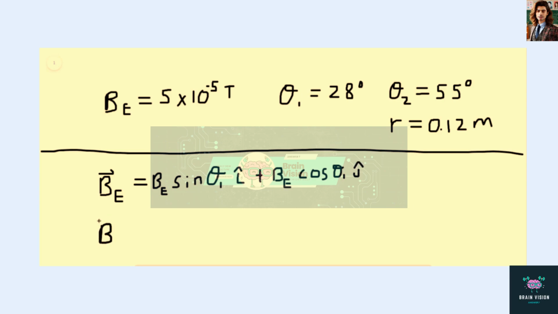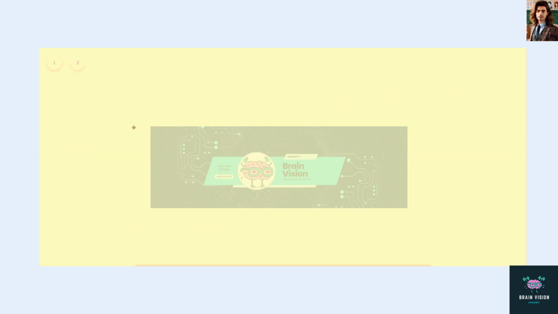The magnetic field from the wire, that vector, B sub W, is going to be equal to B sub W times the sine of the angle, this time theta 2, in the i hat direction, plus B sub W times the cosine of the angle theta 2 in the j hat direction. So I'm going to break this into its vertical and horizontal components here. So the magnitude of the total magnetic field, we'll just call that B. That's from the wire and from Earth.